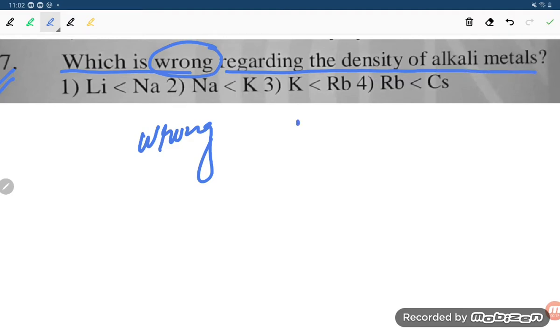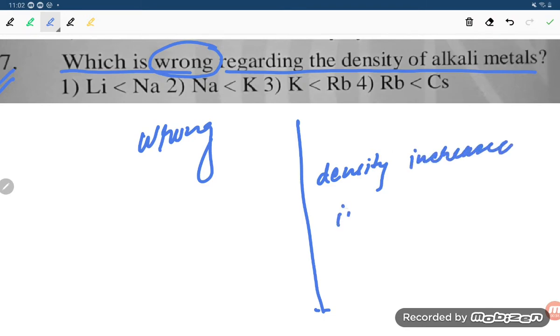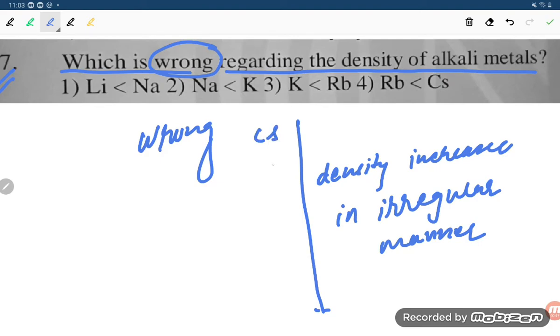Down the group, student, density changes, but not in a regular manner. Density increases in an irregular manner. One exception is there, student. What is that? The highest density is that of cesium.